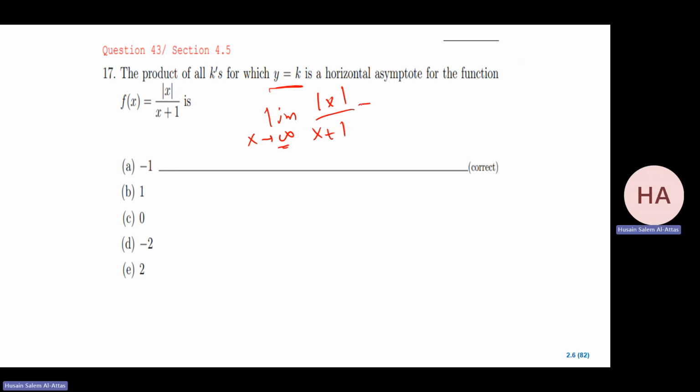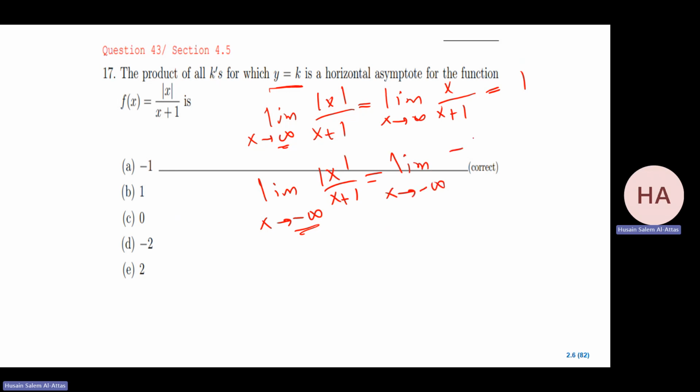X goes to infinity, so the absolute value will be positive. That will be x over x plus 1. I know that is 1. Check the limit as x goes to minus infinity. The argument inside the absolute value is negative as it goes to minus infinity, so it will come out as minus x over x plus 1, same degree. So the limit is minus 1. What they want is the product. So the product will be 1 times minus 1, which is minus 1, which is this.